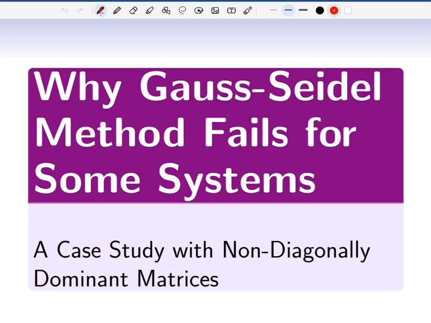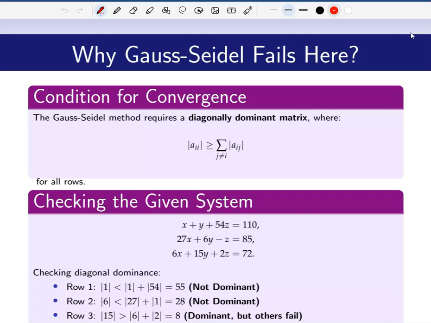Today I'll talk about why Gauss-Seidel methods fail for some systems, a case study with a non-diagonally dominant matrix. The Gauss-Seidel method is a popular iterative technique for solving linear systems. However, it doesn't always work, especially when the system matrix doesn't satisfy certain conditions.